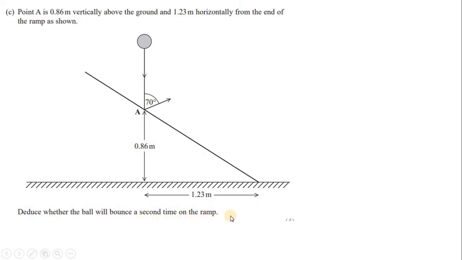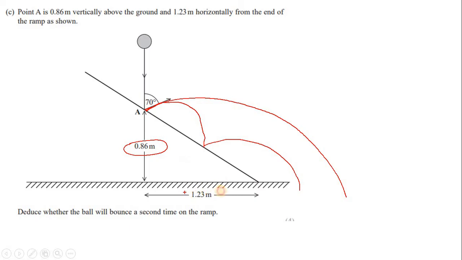Okay, so the idea is, you know that the ball is bouncing, so it is possible that the ball bounces and hits something here, or maybe goes there, or maybe the ball bounces directly something like this. That's what we need to deduce, whether we have one more bounce on the ramp or not. And we need to use this information to figure it out.